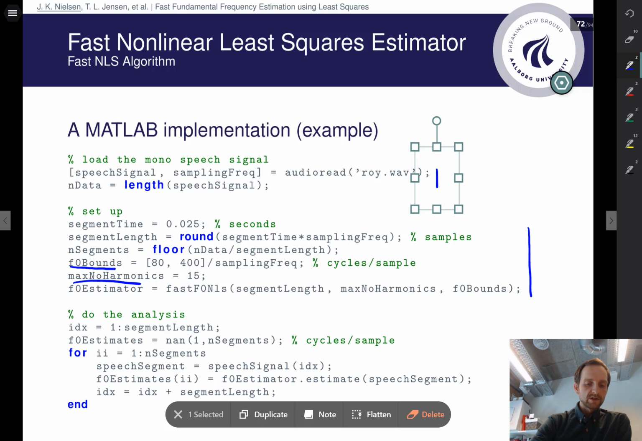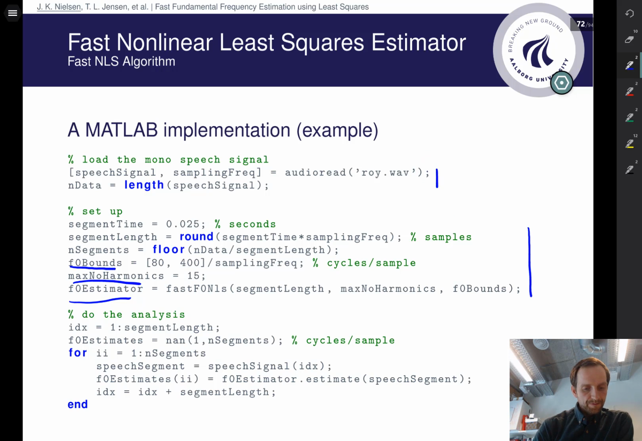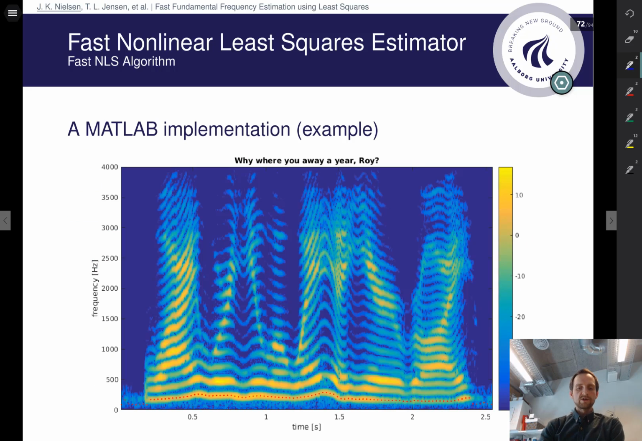Then here we construct the estimator object. Then down here we do the analysis. So we have loaded in the speech signal and we look at segments of 25 milliseconds. For every segment of data, we just call this data dependent step and ask it to estimate the fundamental frequency for this segment. And the results look like this.